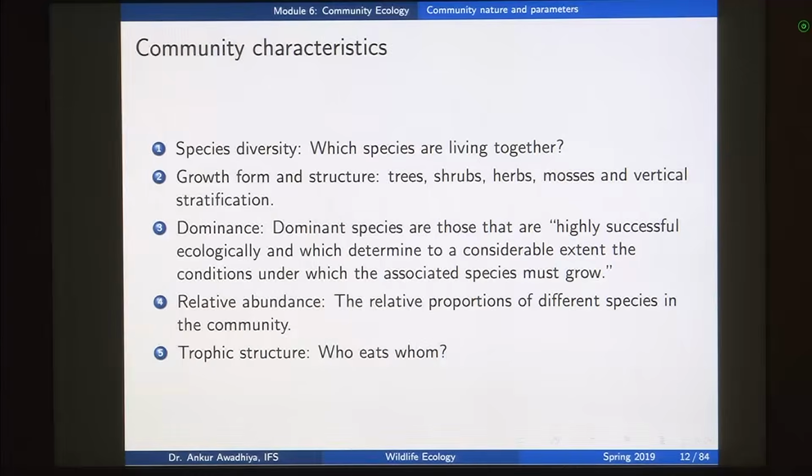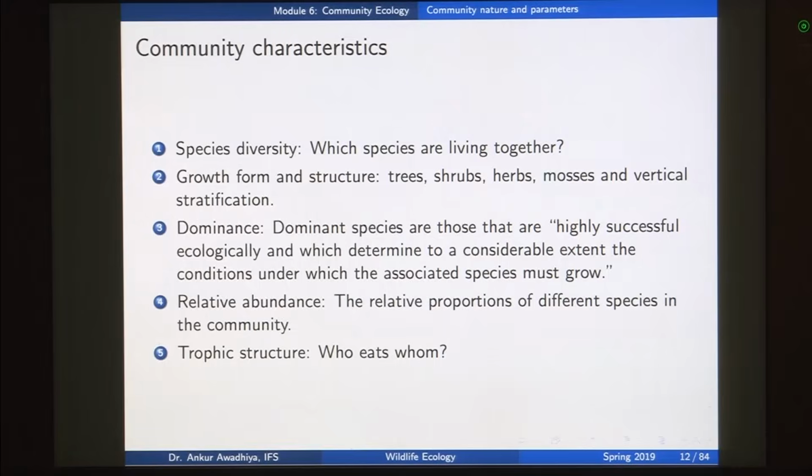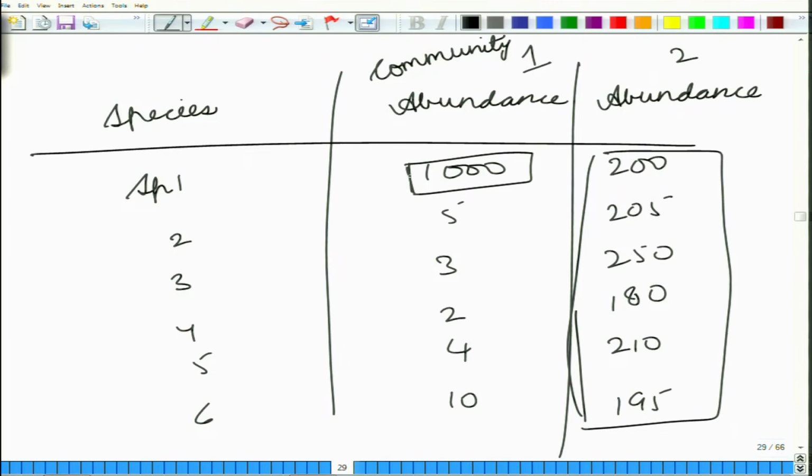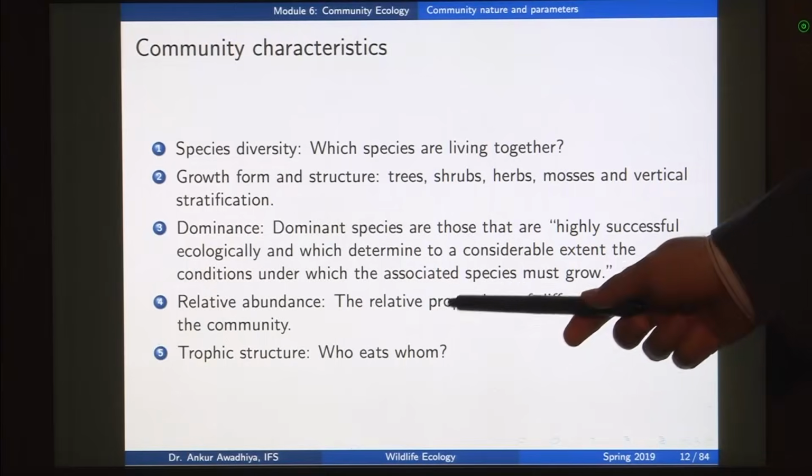Now, here we are talking about the relative abundance. Relative abundance is asking the relative proportions of different species in the community. In community 1, the relative abundance of species 1 is very high. In community 2, the relative abundance of all different species is roughly the same. So, this is a characteristic that will differ between different communities, and so we study it under community characteristics.